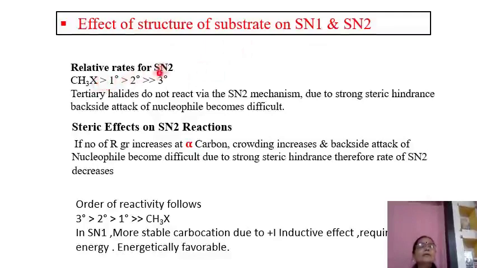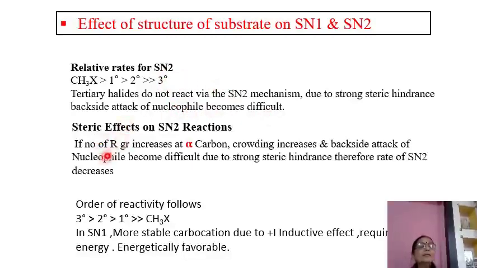See here, whenever we are considering the SN2 mechanism, if your substrate is a primary halide, the rate of reaction will be faster. Therefore, in CH3X the rate of reaction will be fastest, then primary, then secondary, and then tertiary. In case of a tertiary halide, the rate of reaction is very less. Why? Because in the SN2 mechanism there is a backside attack of the nucleophile. If the groups attached to the carbon are bulkier in size, then there is strong steric hindrance. Then backside attack of the nucleophile becomes difficult due to the strong steric hindrance, and therefore the rate of SN2 in case of tertiary is very less.